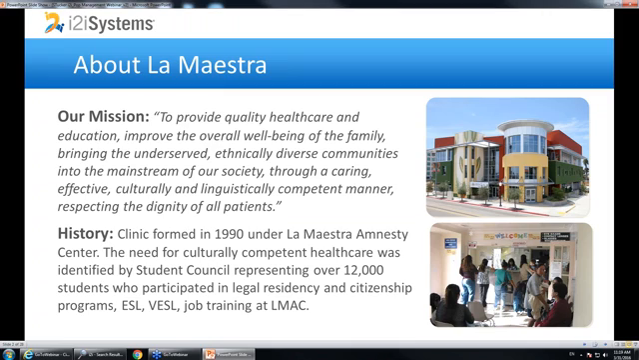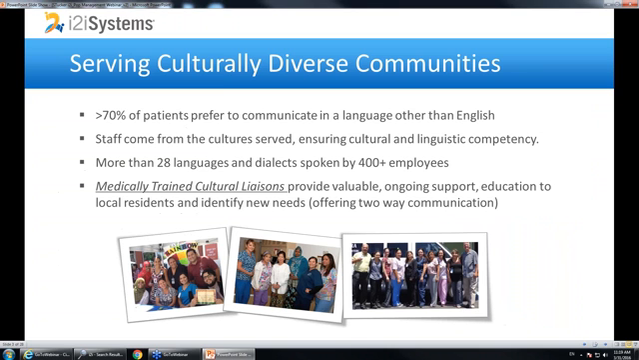La Maestra founders knew that in order to achieve overall well-being, the social determinants of health had to be part of the clinic's mission and strategic planning. And that's why our mission reads as you are seeing: to provide quality health care and education, improve the overall well-being of the family, bringing the underserved, ethnically diverse community into the mainstream of society through a caring, effective, culturally and linguistically competent manner, respecting the dignity of our patients. We take this to heart, and we practice this every single day.